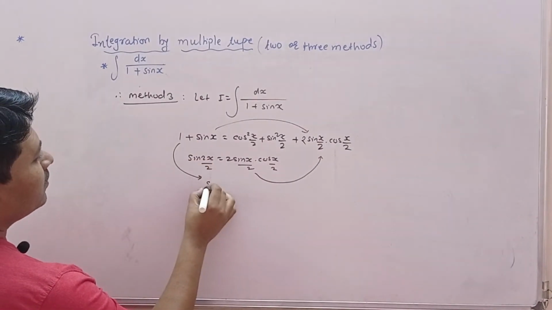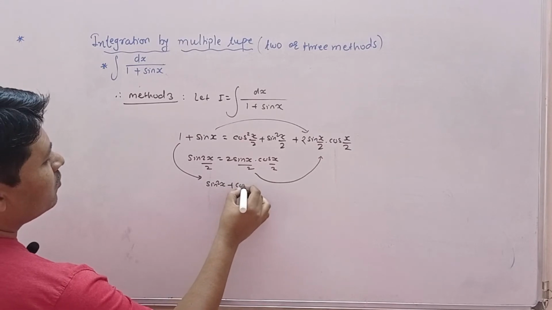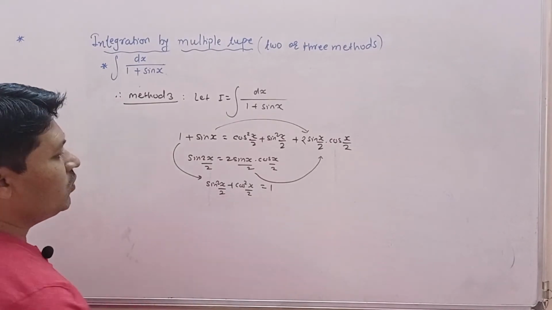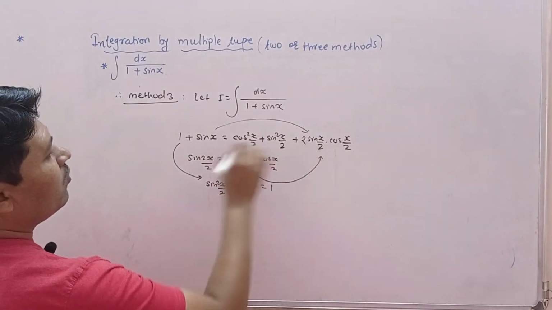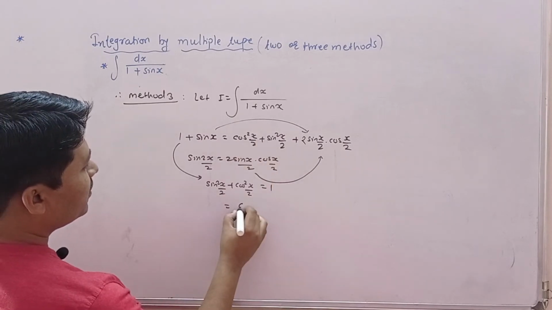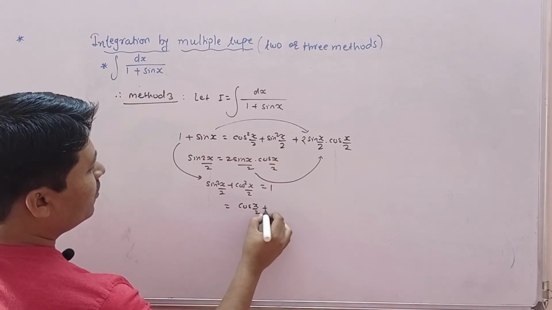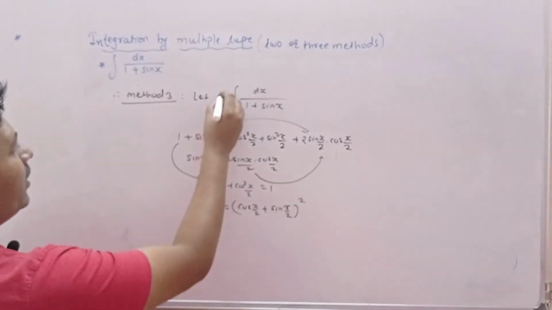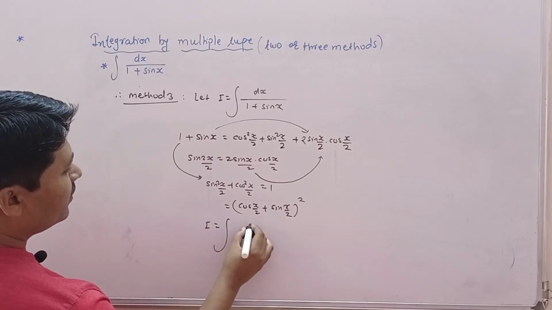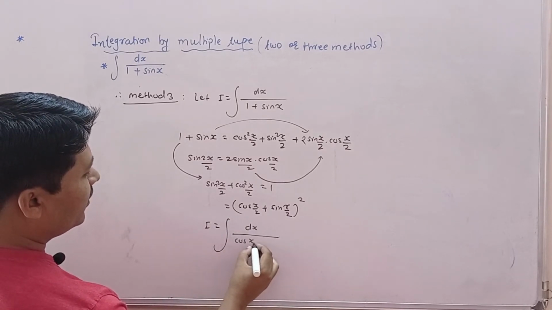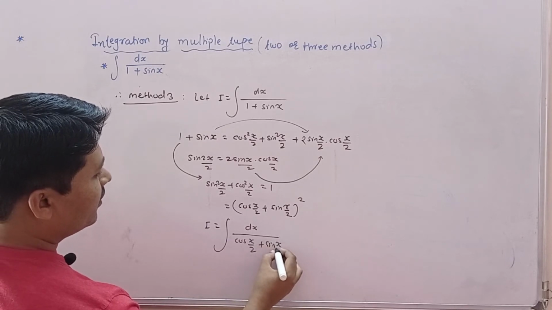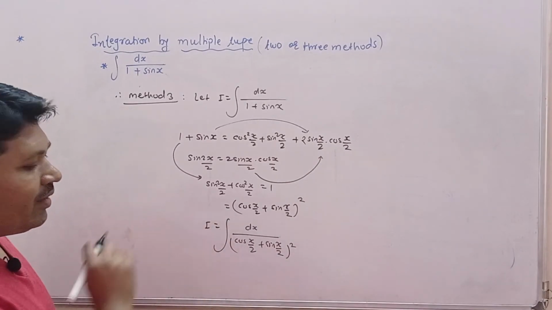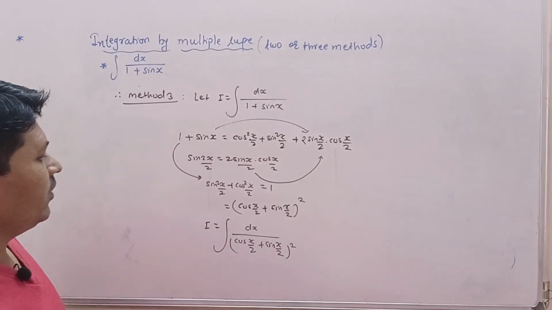And we know the identity sin square x plus cos square x is equal to 1, applied here to the half angles. And we get this formula. Therefore the simplification we can write as cos x by 2 plus sin x by 2, bracket square. Therefore this integration becomes dx upon cos x by 2 plus sin x by 2, bracket square. Now I can divide numerator and denominator by cos square x by 2.